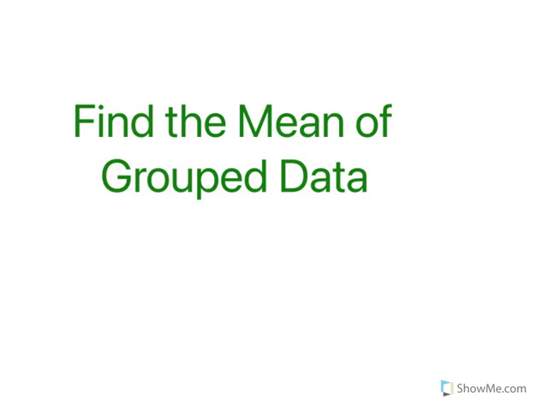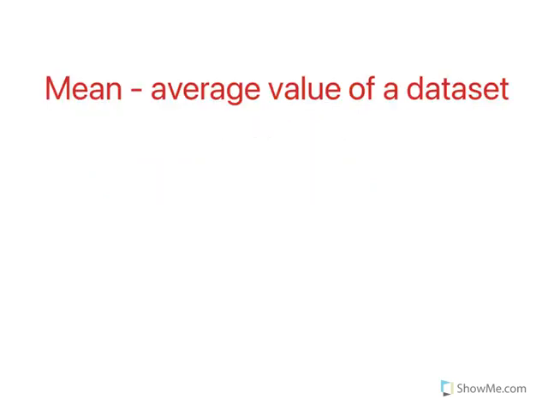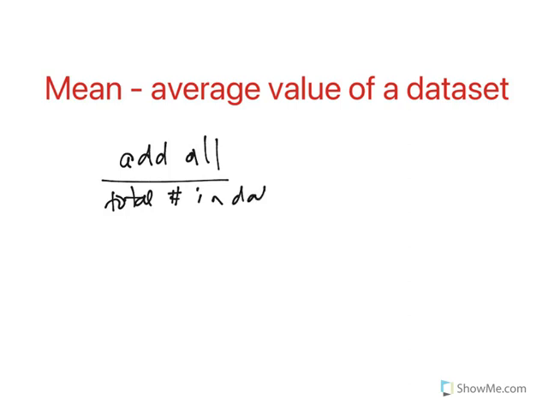Let's find the mean of grouped data. Now remember that the mean is the average value of a data set. So in the past, we would simply add up all the numbers and then divide by the total number in the data set, right? And that's great. That was kind of an easy thing to do. We just add them all up, divide by however many there were.